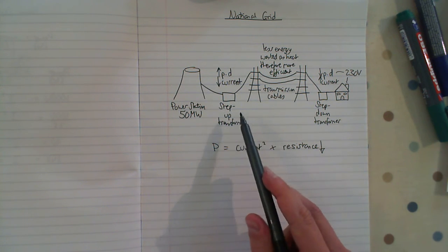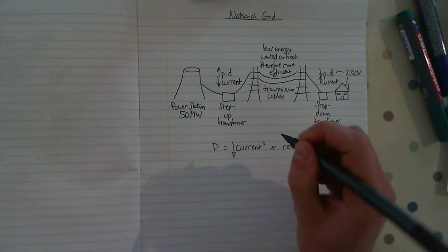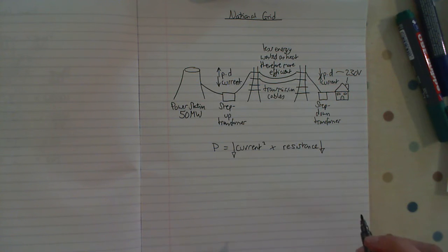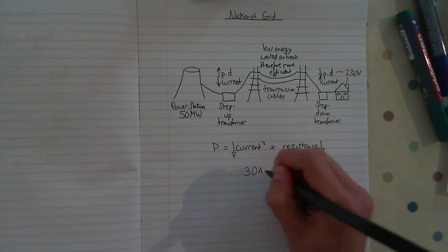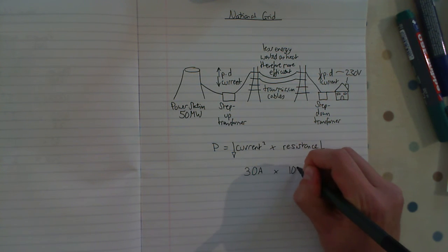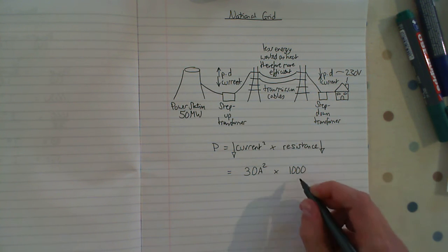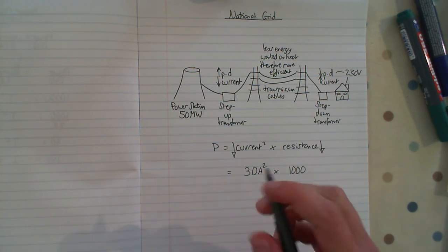And we use a step up transformer to decrease the current. If we decrease the current, we get less power wasted. For example, if we had a current of 30 amps and a resistance of 1000, 30 amps squared times by 1000, 30 squared times by 1000 equals 900,000 watts wasted.